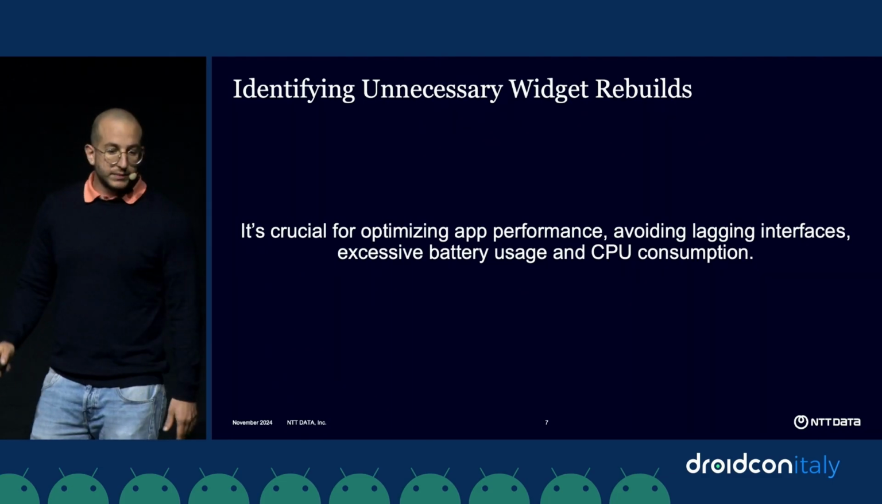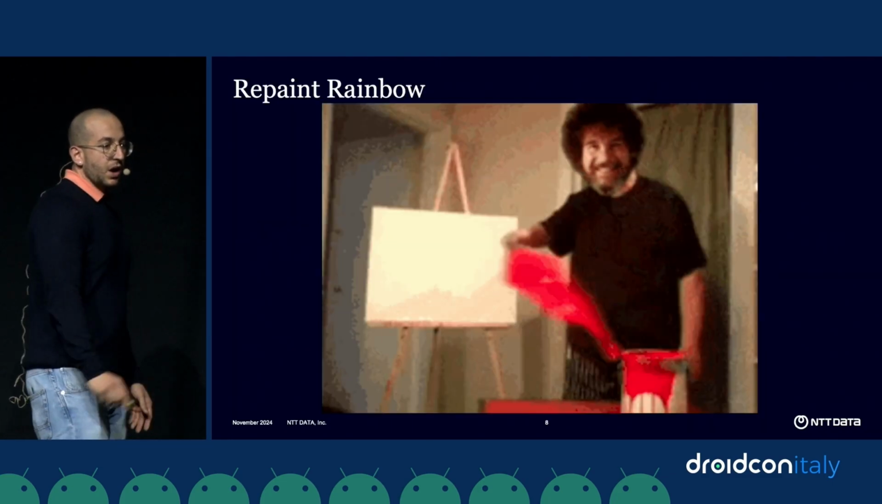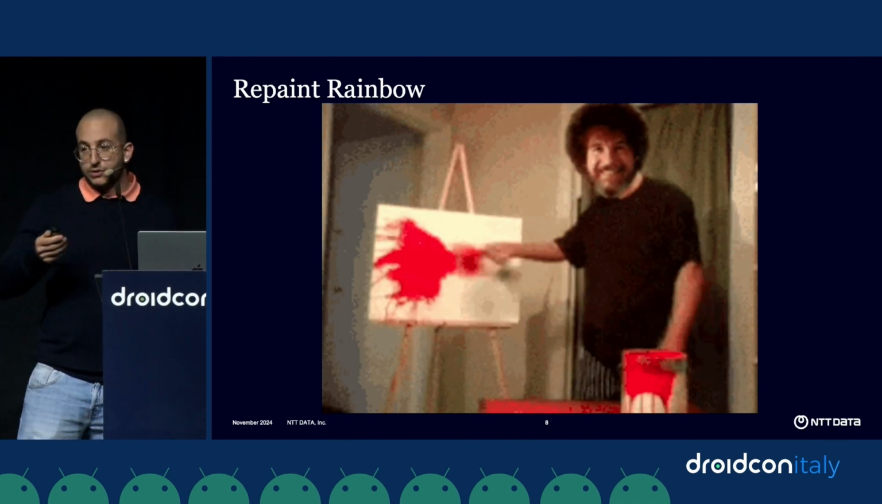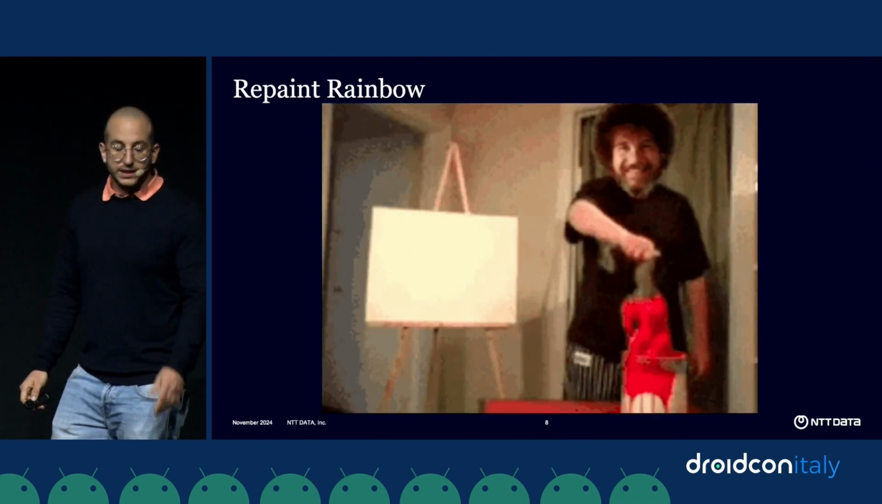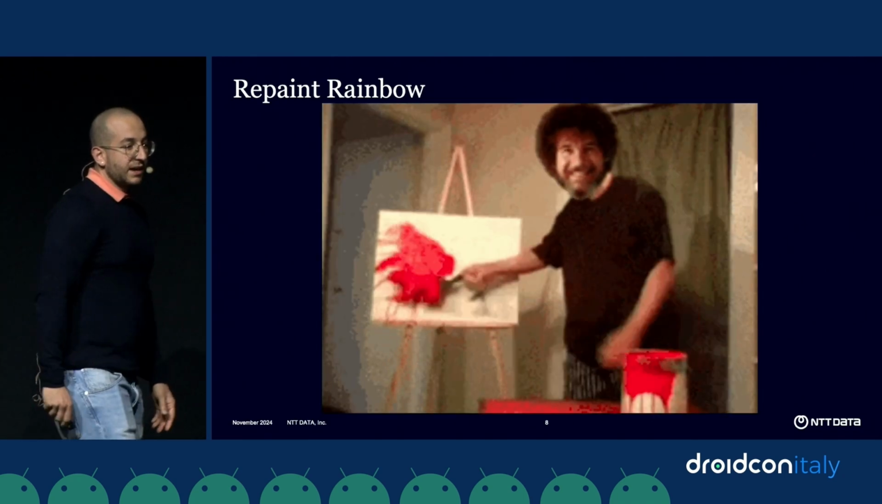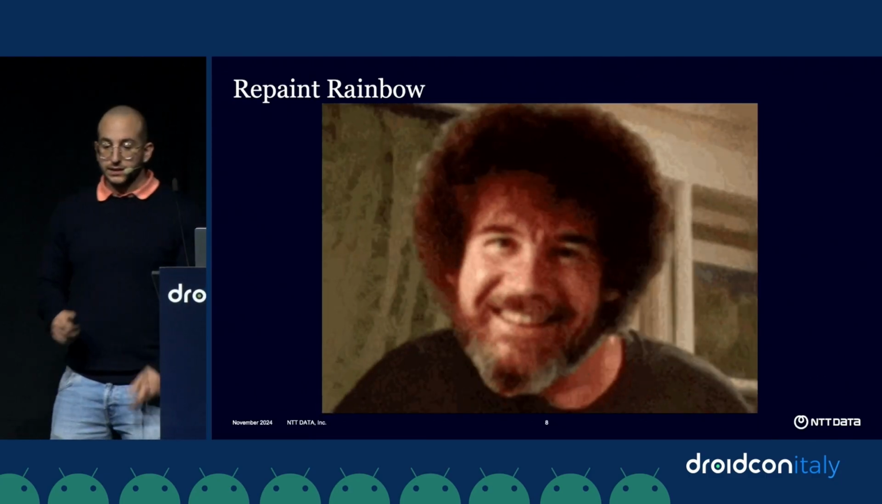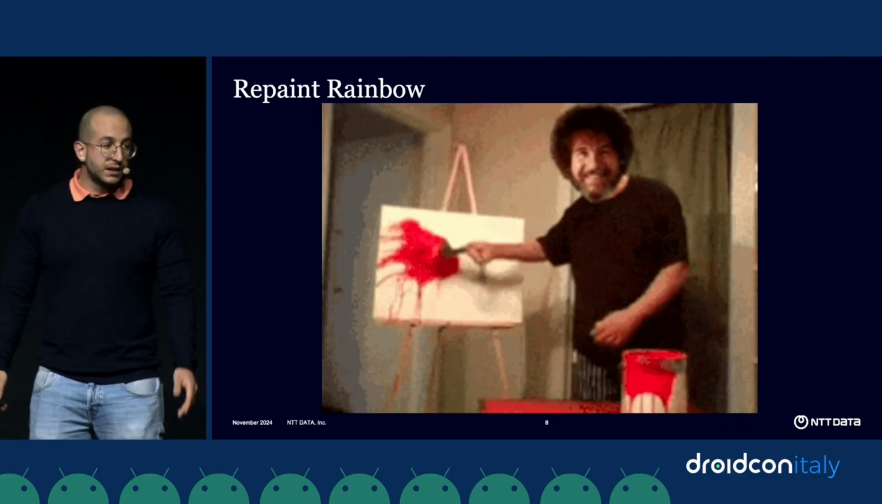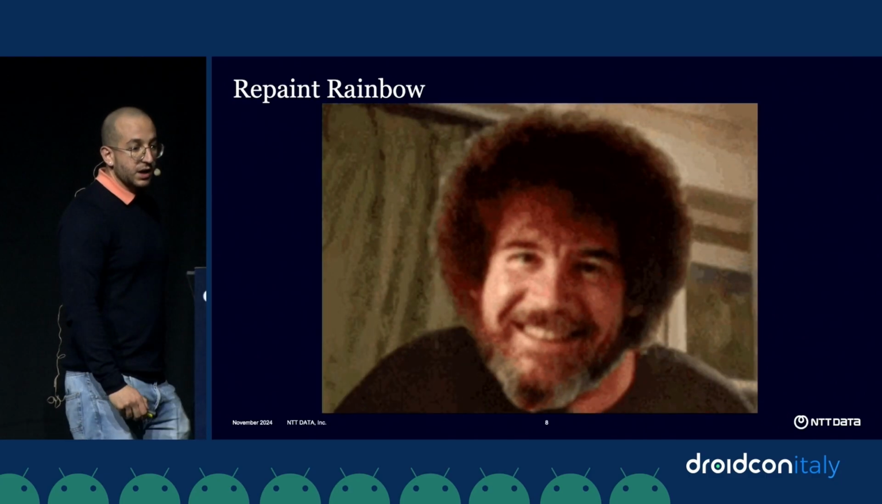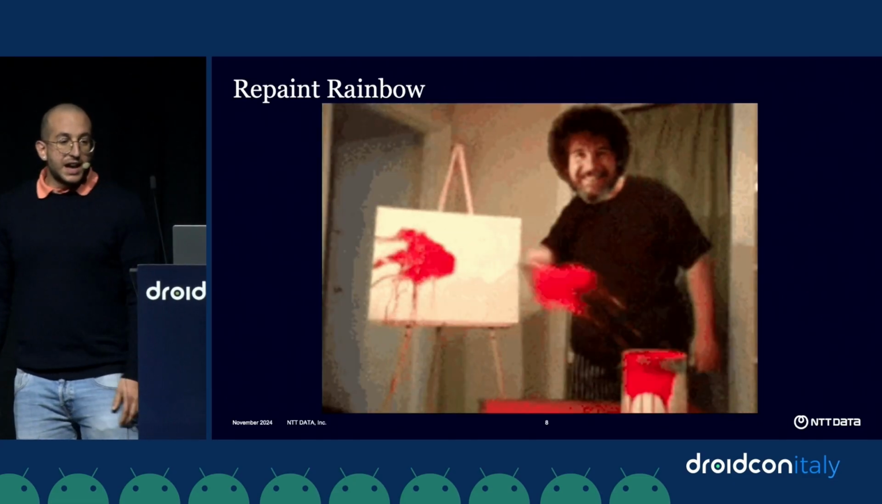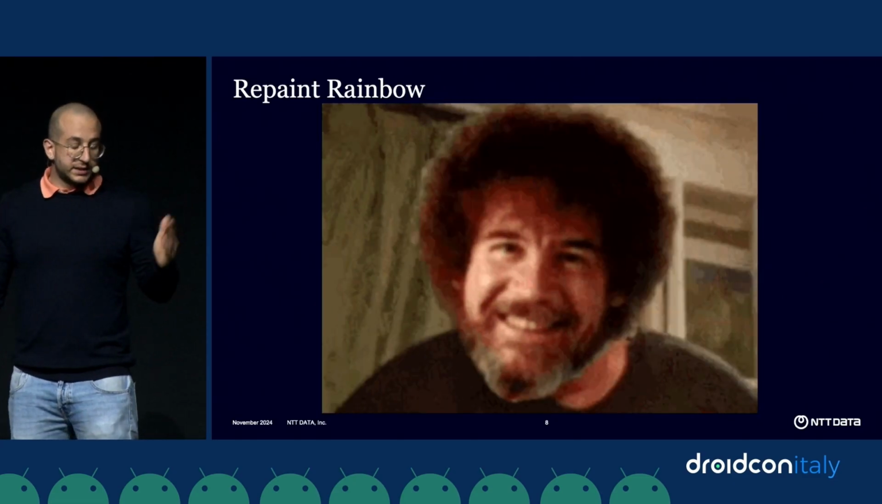How can we do that? And how can we test it? We can check it with the repaint rainbow. If someone uses it, they understand these things. When a widget rebuilds, it starts flashing with lights, so it's not a good thing. So how can we avoid it?